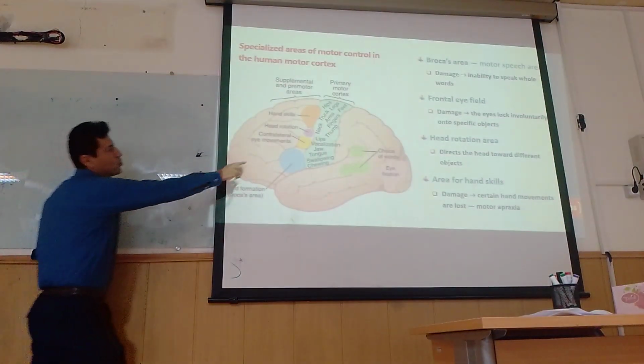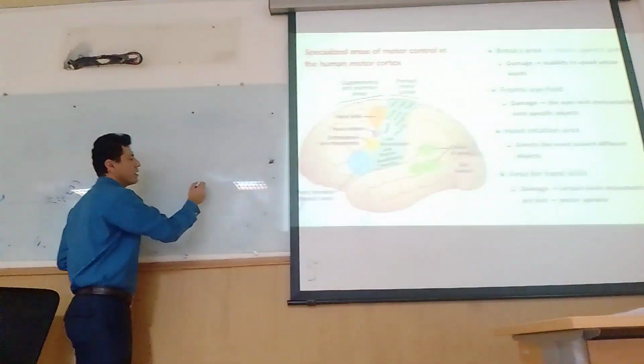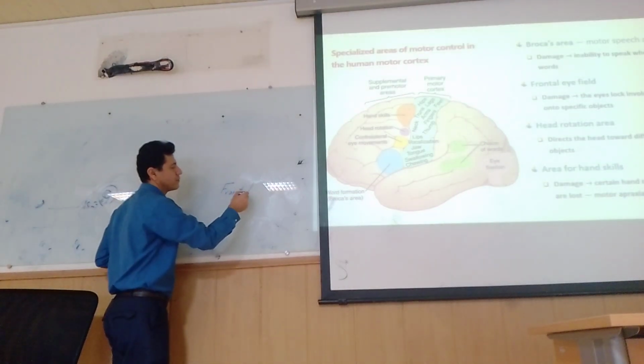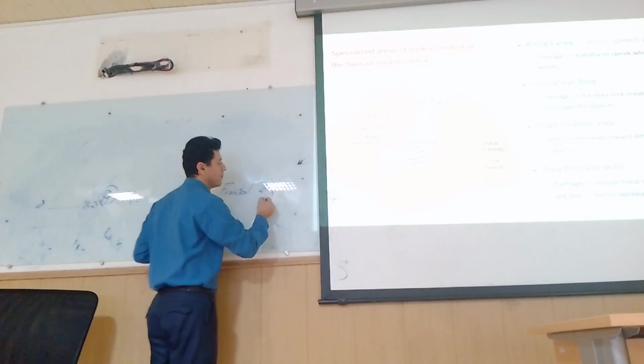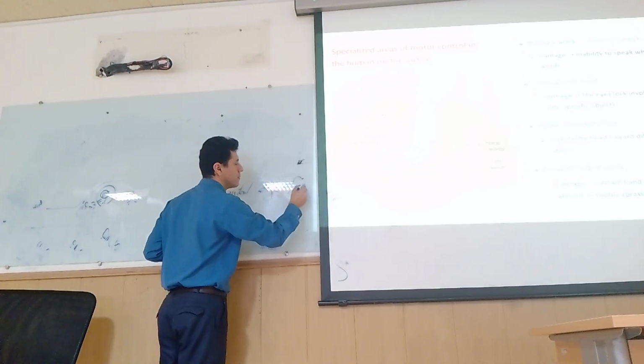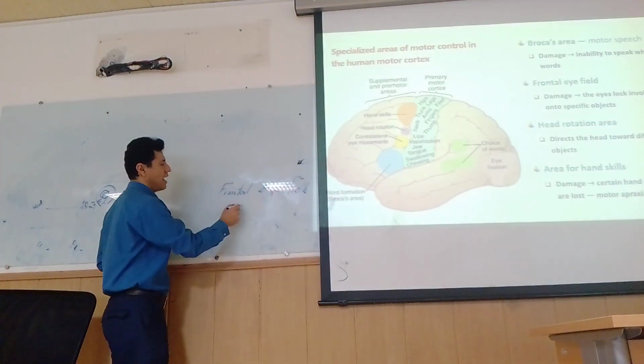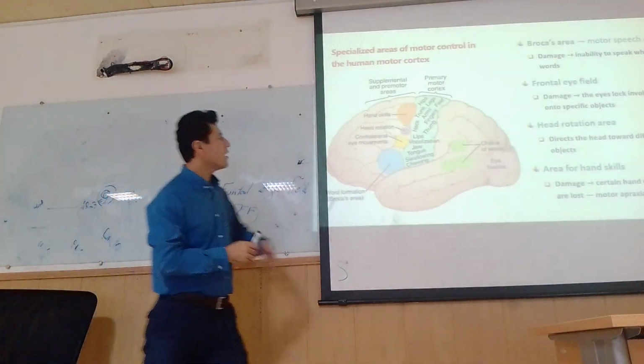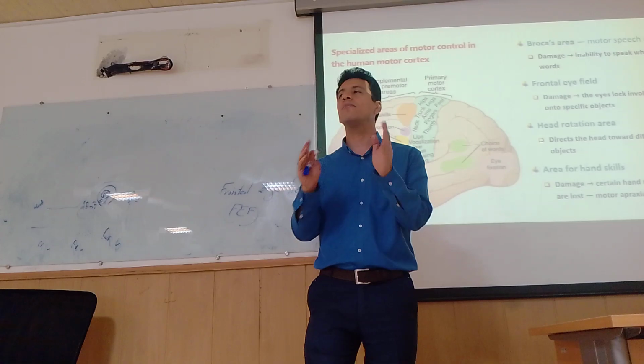So, contralateral eye movement area. We call this frontal eye field. F-E-F. Frontal eye field. It's for voluntary movement of the eyes.